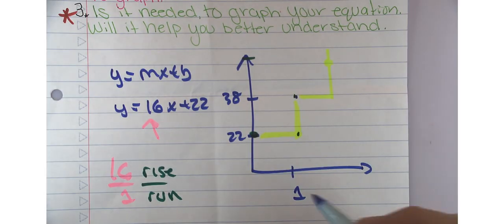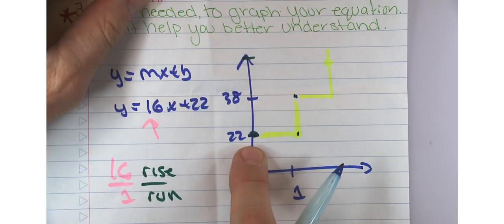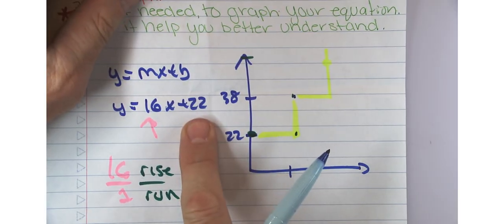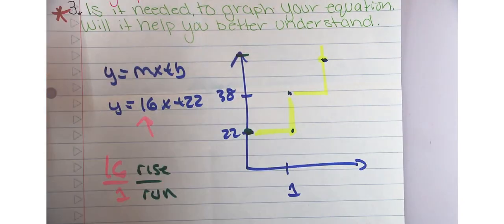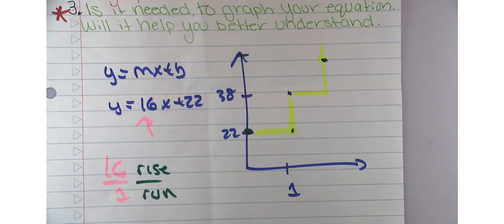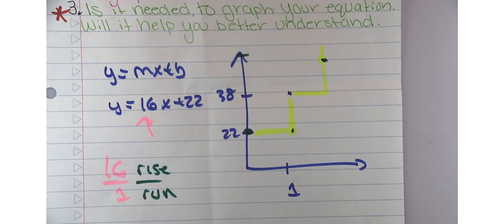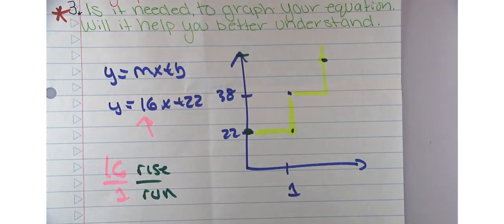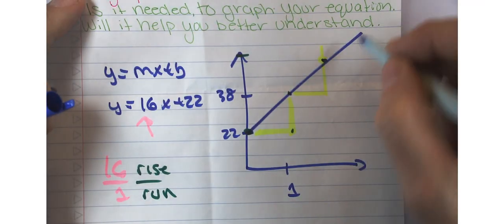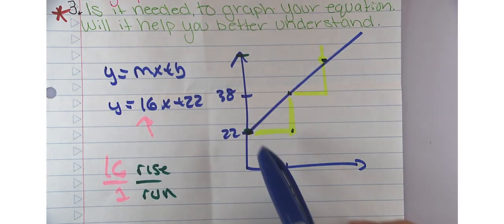And the other thing that's nice about this form is that a lot of times the y-intercept is an important point. In this case, it's telling you the delivery charge, all right? And then the slope is telling you how much per pie. So in my mind, the easiest form would be to graph it in slope-intercept form. Is it needed to graph your equation? Will help you better understand things. It's not a bad idea to graph your equations. It shows you how fast this is growing, shows you what the y-intercept is.